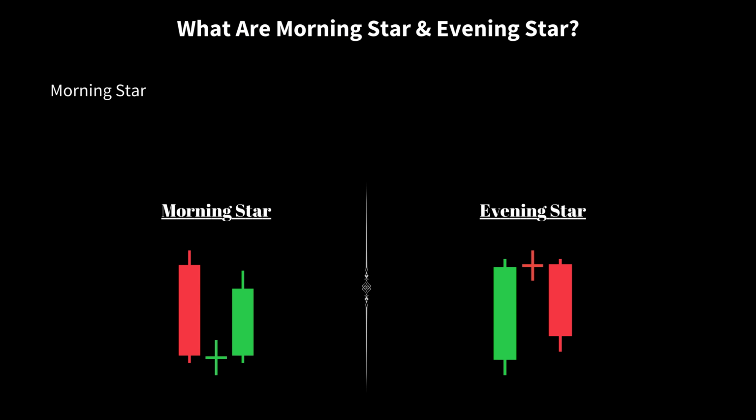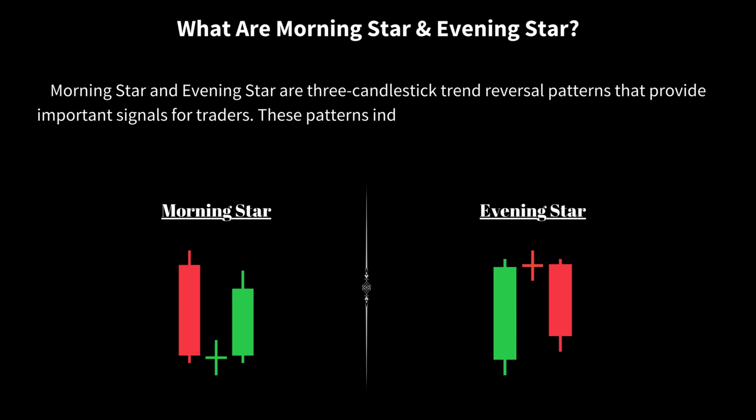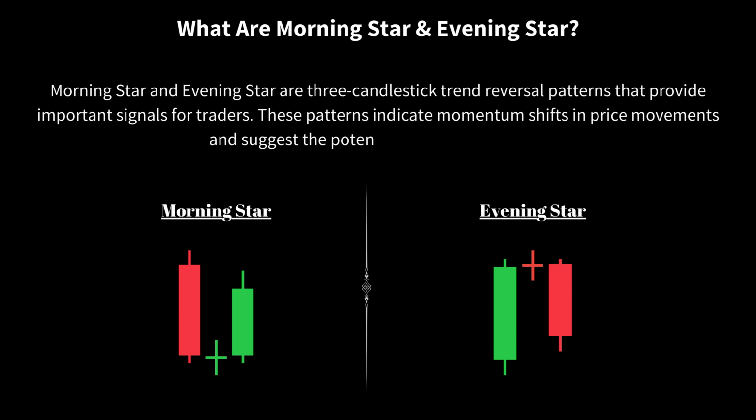What are morning star, evening star? Morning star and evening star are 3 candlestick trend reversal patterns that provide important signals for traders. These patterns indicate momentum shifts in price movements and suggest the potential for a trend reversal.